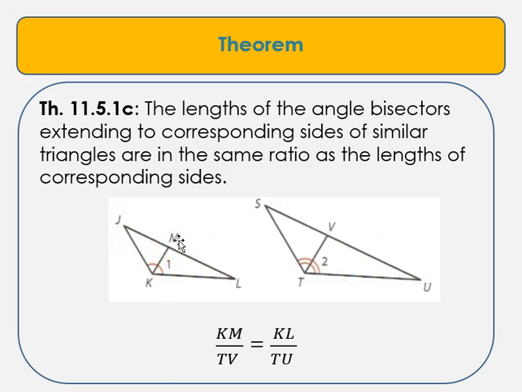KM is the angle bisector of the smaller triangle. TV is the angle bisector of the larger triangle. And what we're going to do is go ahead and compare the angle bisectors. We have KM divided by TV, and we'll use one of the sides, and we'll set it to KL divided by TU, the same side. Now, I don't have values for this, so this is as far as we're going to go on this pair of triangles.